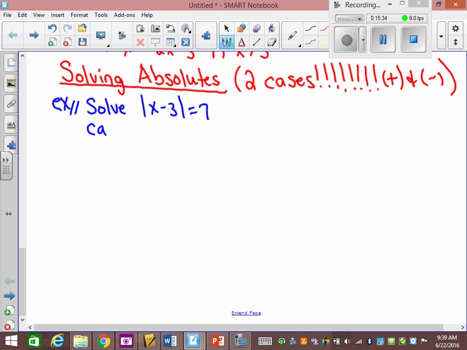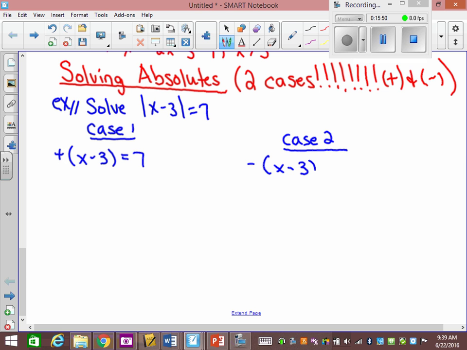Case 1. You drop the absolutes and put a plus sign in front. Case 2. You drop the absolutes and put a minus sign in front. Okay? The reason why we do that is the absolute values cover all the positives and negatives, so we have to do 2 cases. So now we just solve them.